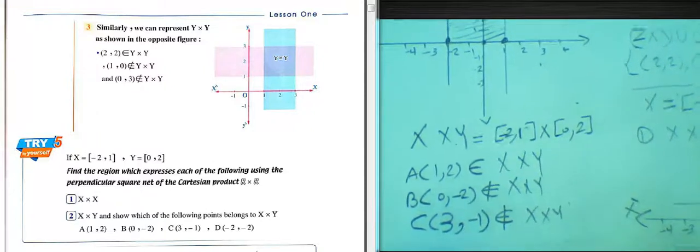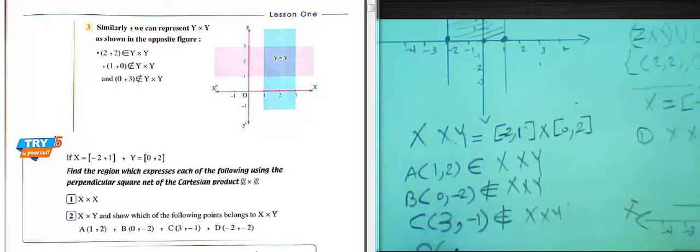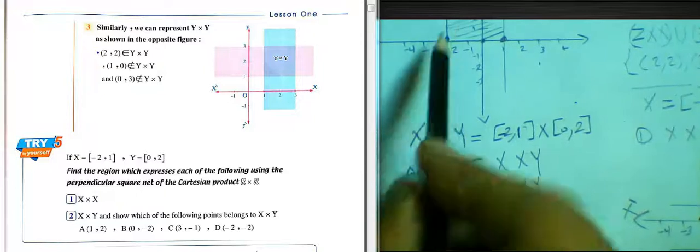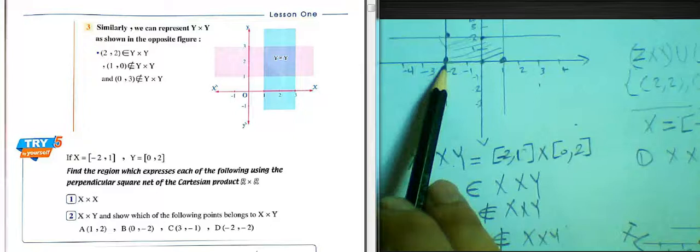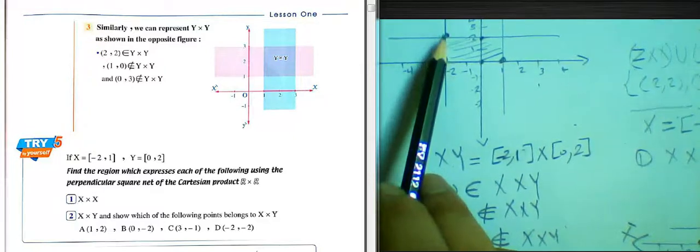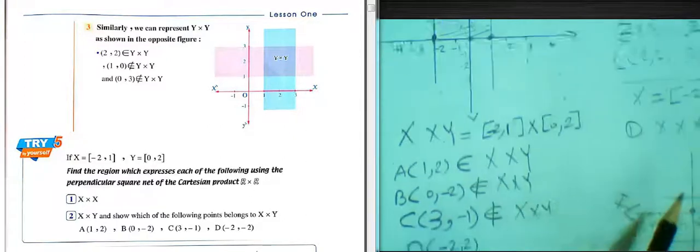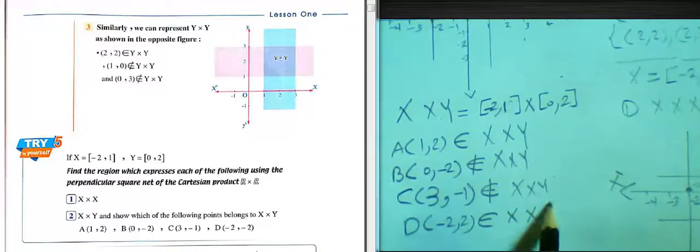And what about the last point D? Negative 2 and 2, where? Negative 2 and 2 is here. We start here and join up to the point. Okay, and this point refers to negative 2 and 2. So this point belongs to x product y.